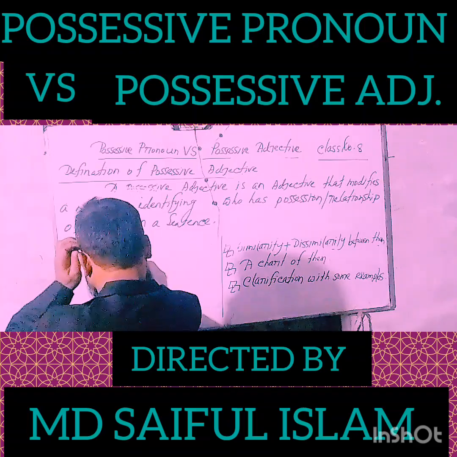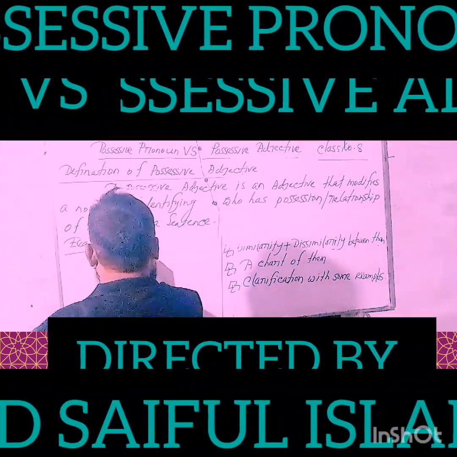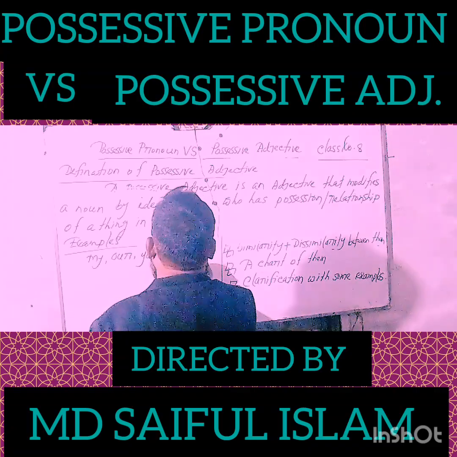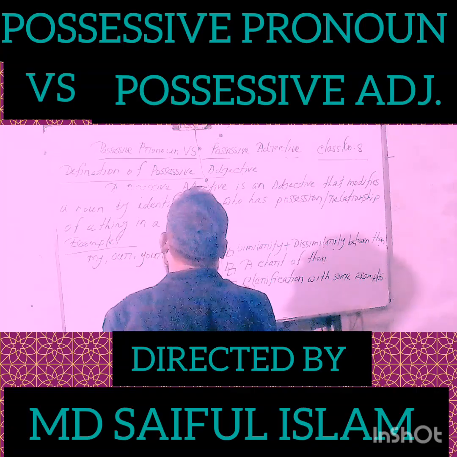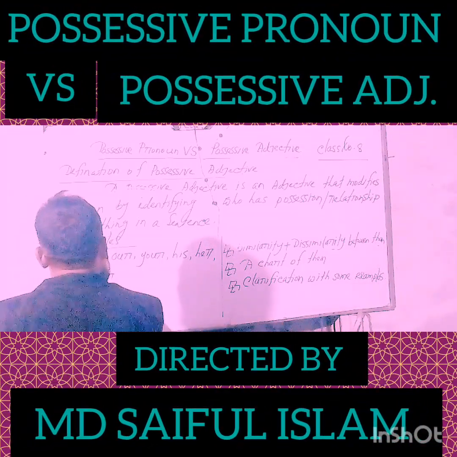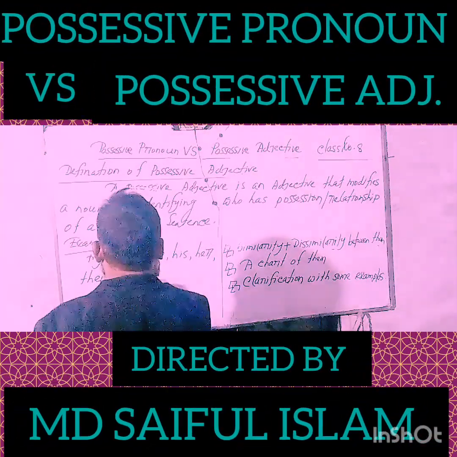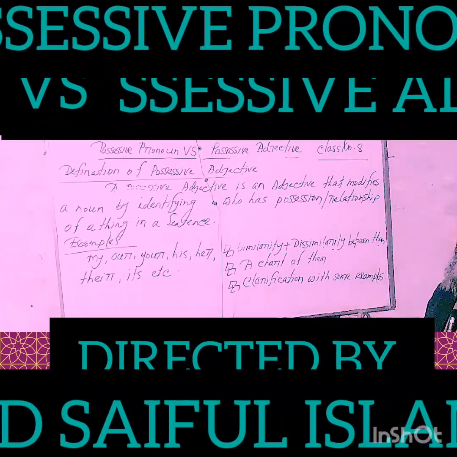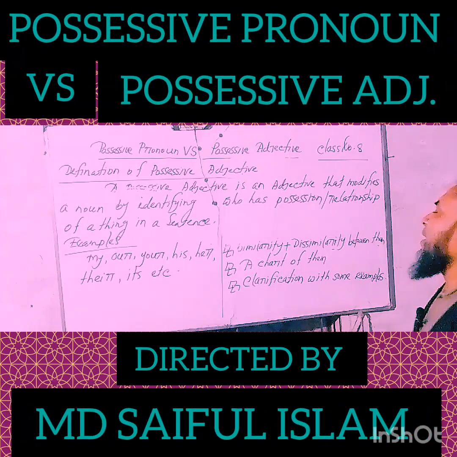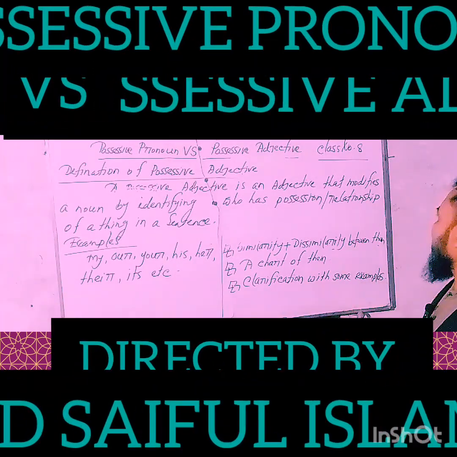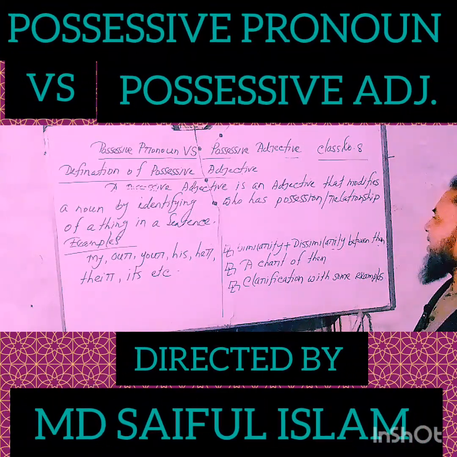Mine, our, your, his, her, their, its, etc. Okay, my dear learners, if you notice such kinds of words in the midst of a sentence, you can consider such words possessive adjectives, because such words indicate the position or relationship of a thing in a sentence.